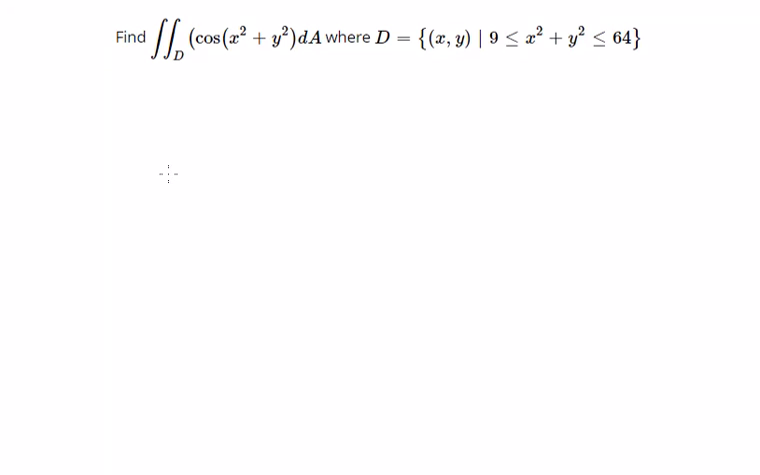Hello everybody, so today I will talk about calculus. The topic today is about double integrals. So now I will show you the technique.